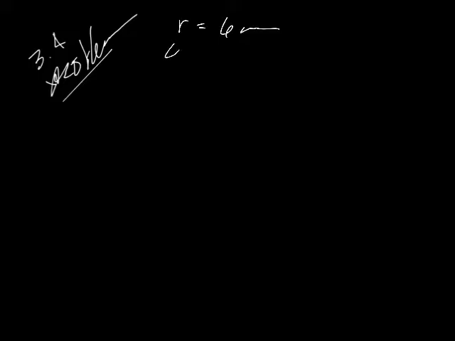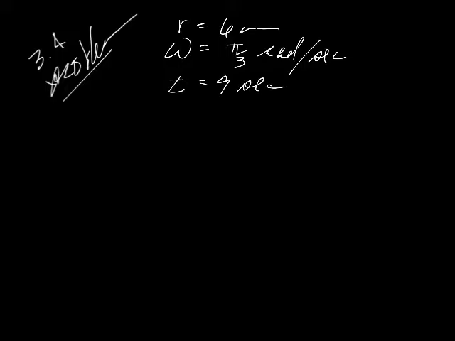So this is the 3.4 problem set. We're going to look at number 19. They're saying that the radius is 6 centimeters, our omega, or angular velocity, is pi over 3 radians per second, and our time is 9 seconds.